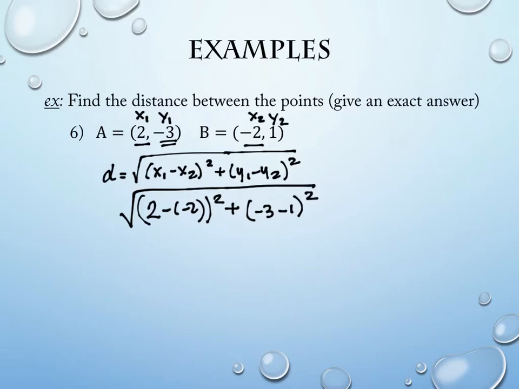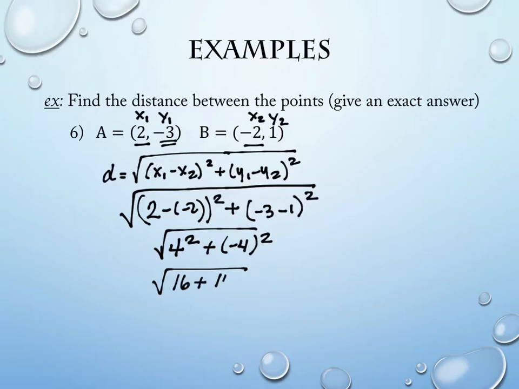Okay, integers, right? That's what this is. We worked a lot back in the last chapter, unit, whatever, with integers. So what is 2 minus -2? That's 4. So this first part is 4 squared. How about -3 minus 1? -4. That's -4 squared. So what is 4 squared? 16. And what is -4 squared? Also 16.